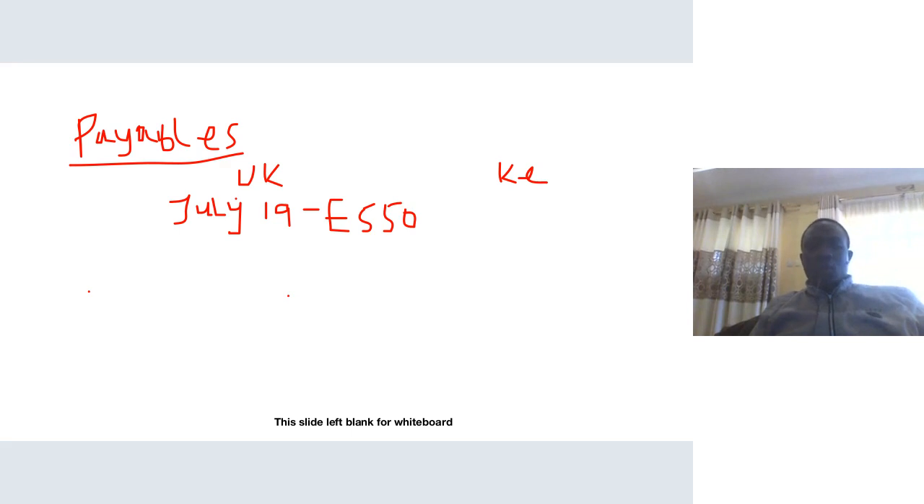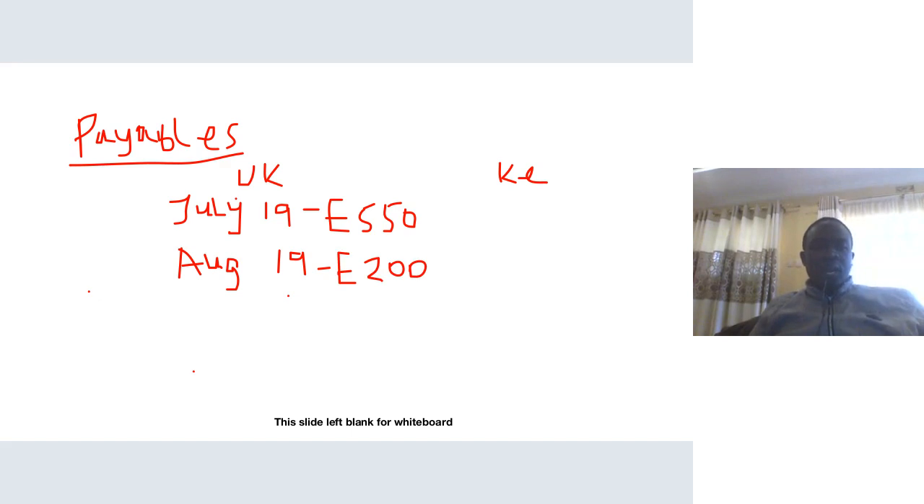As the amount of payment. Then we are told that the company paid off 200 pounds in August. So again, in August 2019, the Kenyan company paid 200 pounds.